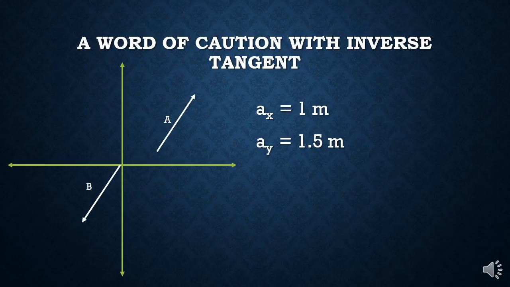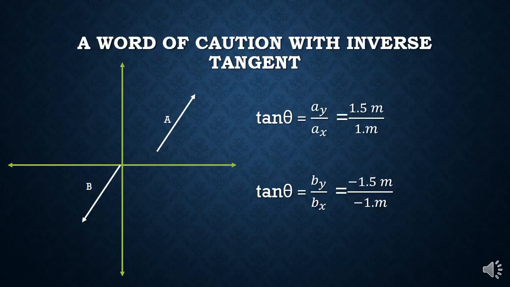I do want to give you guys a word of caution when you're working with the inverse tangent. So I have two vectors shown here, vector A and vector B. If we resolve A into its components, A sub x is 1 meter and A sub y is 1.5 meters. If we resolve vector B into its components, B sub x is negative 1 meter and B sub y is negative 1.5 meters.